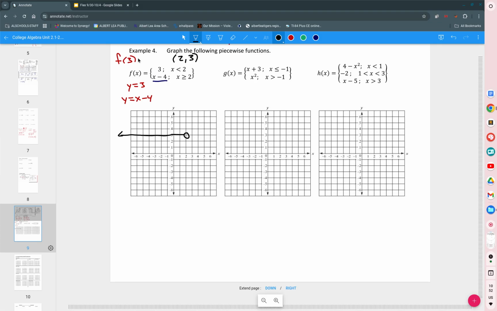Then I move down here. I plug in 2, and I see that the output is -2. So that means my endpoint for this graph is going to be 2, -2. I have a closed circle as it says equals, and then I draw the graph with a slope of 1 the rest of the way. So I like to come up with the general idea of the graph, then figure out my endpoints, and then draw.